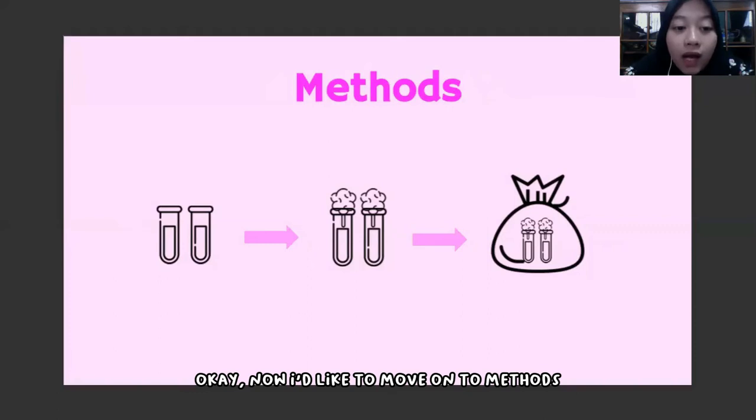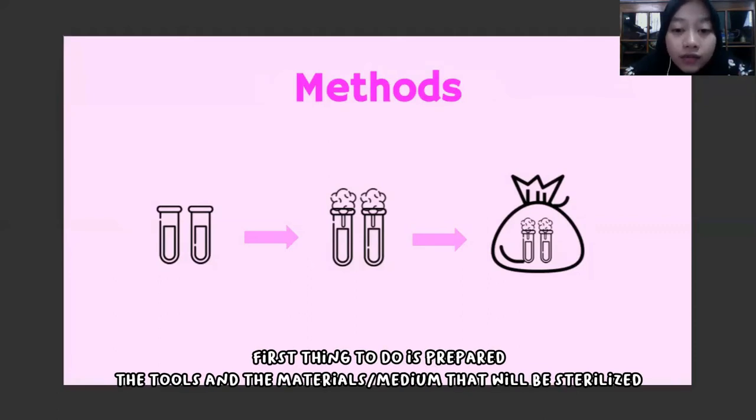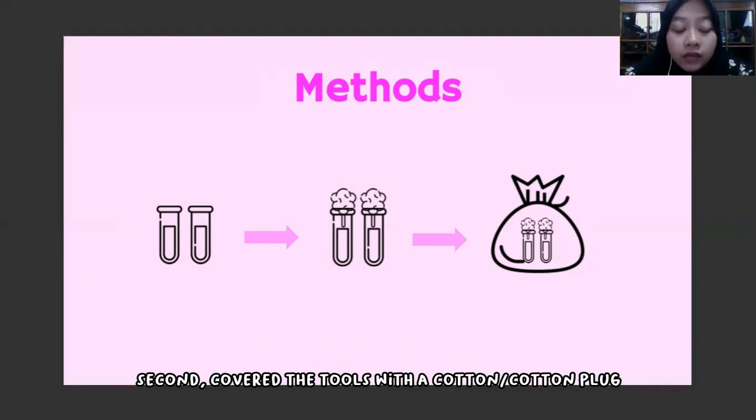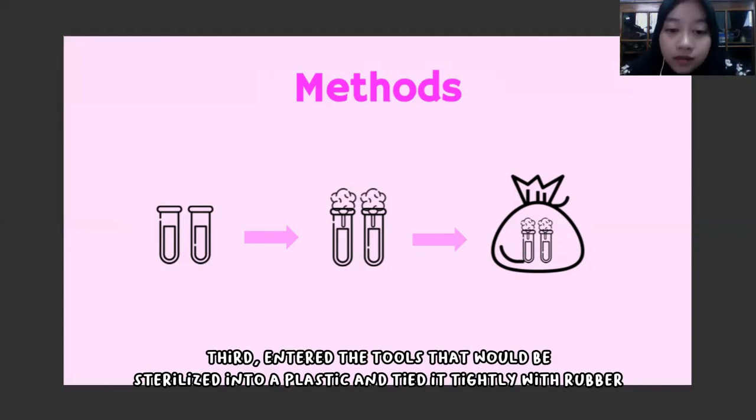Okay, now I would like to move on to methods. First thing to do is prepare the tools and the material or medium that will be sterilized. Second, cover the tool with a cotton or cotton plug. Third, enter the tools that will be sterilized into a plastic and tie it tightly with rubber.